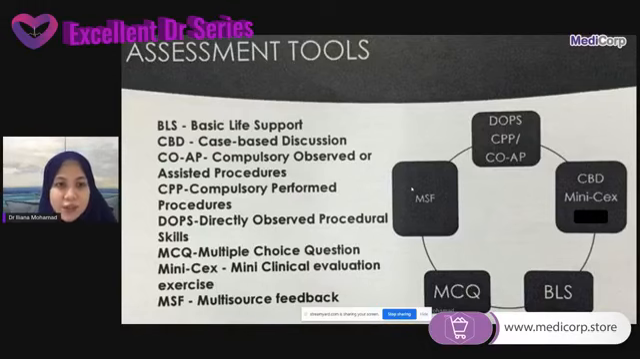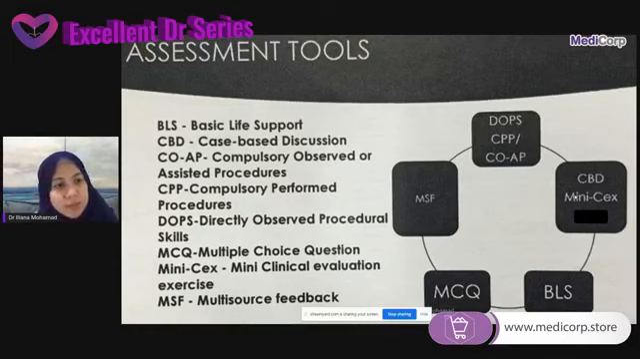So basically, these are the components or assessment tools, regardless of which posting you are in. Basically, you have the same structure. First is your procedure. Next is your clinical knowledge, then MCQ or written test, and attitude. So basically, these are the main 4. BLS is additional for medicine.